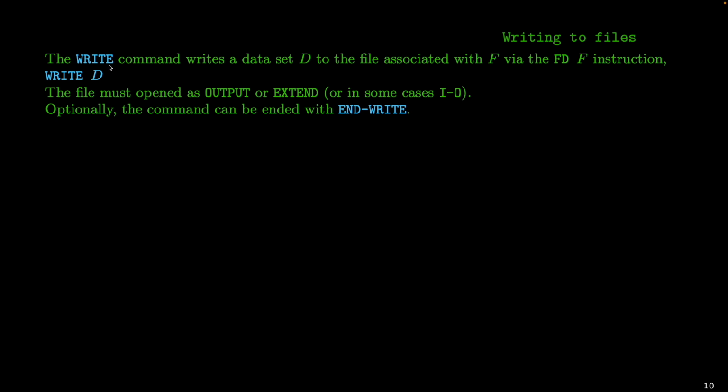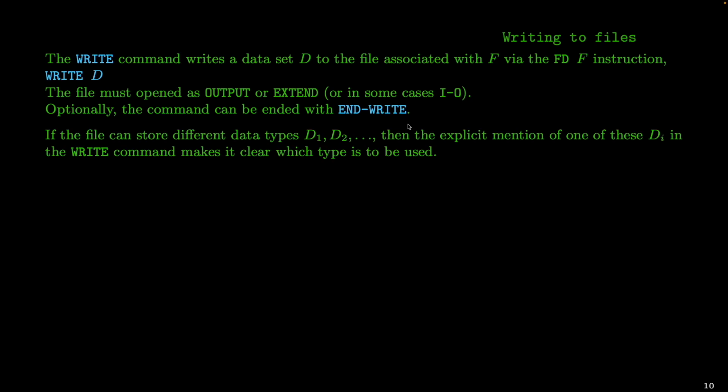So how do we write data to a file? For this, we use the write command, and we use it in this form here, write D, where D is the data set that we associated to the internal file F via the FD instruction. And to use the write command, we need to open the file as output or extend, or in some cases also I/O works. Optionally, we can end this command with end-write.